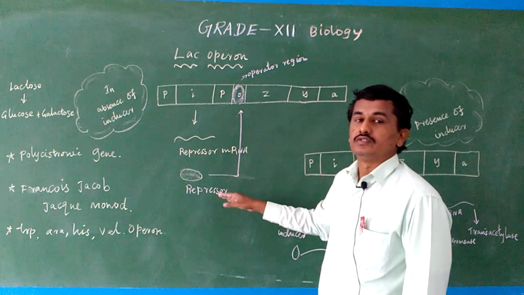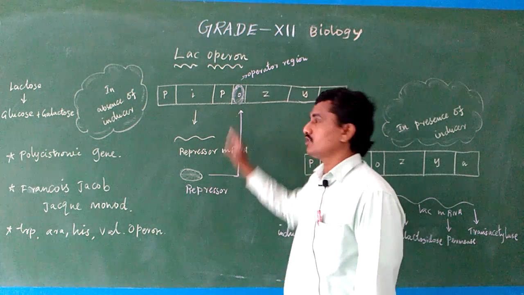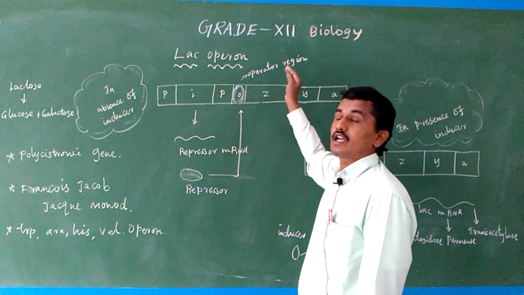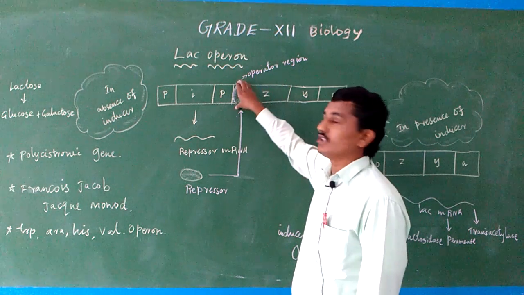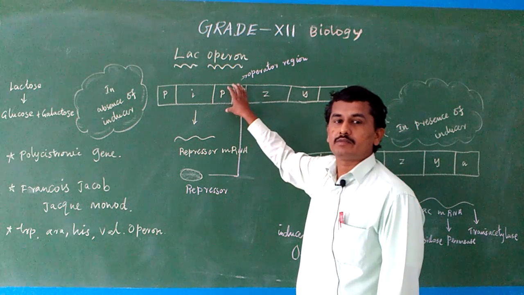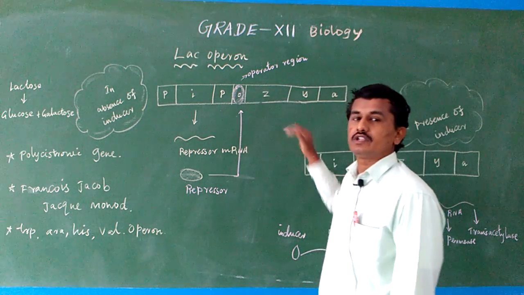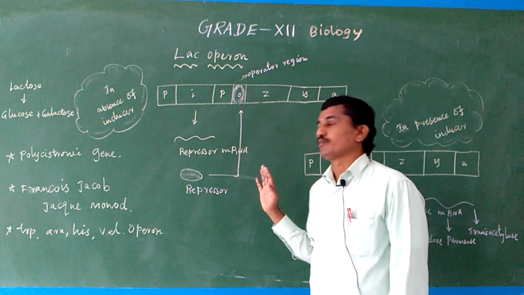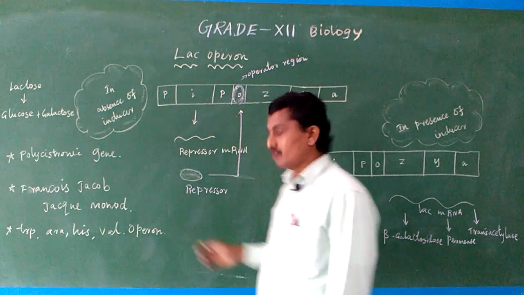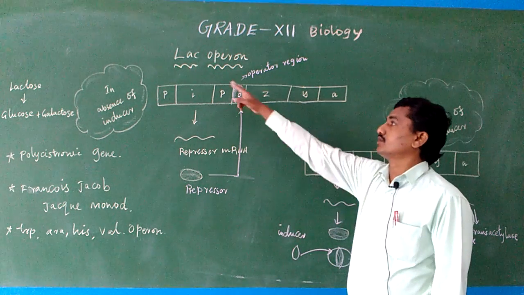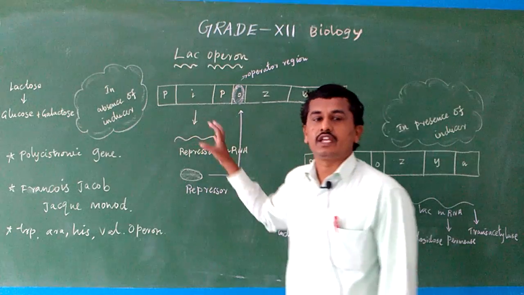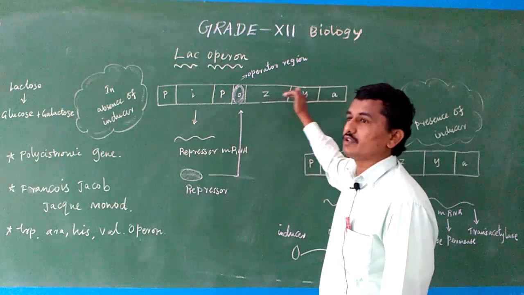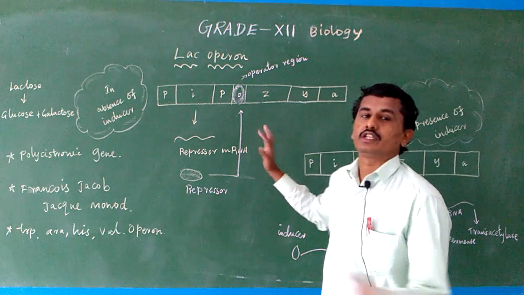But in this situation, in the absence of inducer, the repressor has moved into the operator region. Once it binds to the operator region, the RNA polymerase enzyme cannot bind here. So the RNA polymerase cannot convert the particular genes into mRNA. So here the gene is not expressing the character. In the absence of inducer, the inducer here is lactose. Lactose is the inducer in this situation. So if the inducer lactose is absent, the Z gene, Y gene and A gene are not expressing the character.